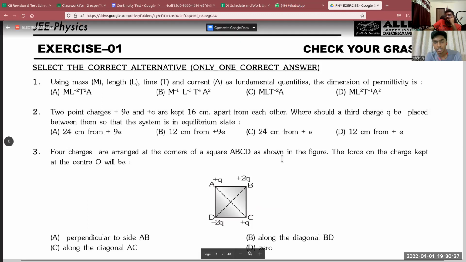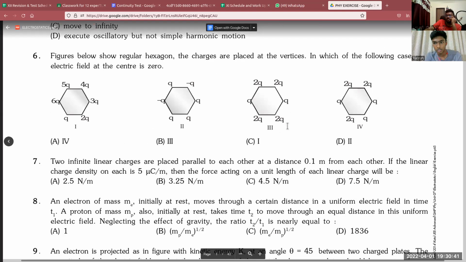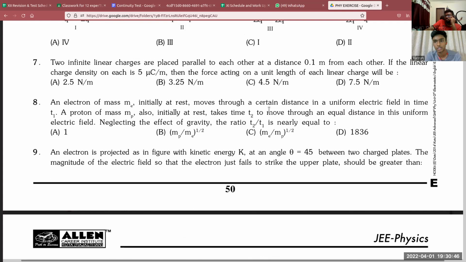What about the hexagonal diagram? That was also correct, no? I said it's correct.